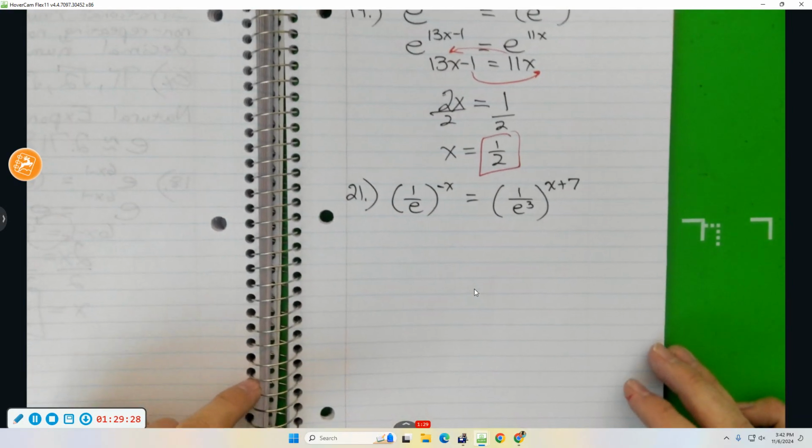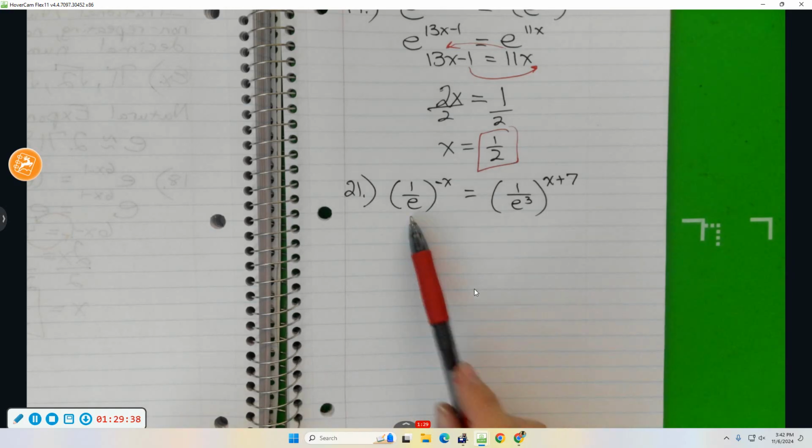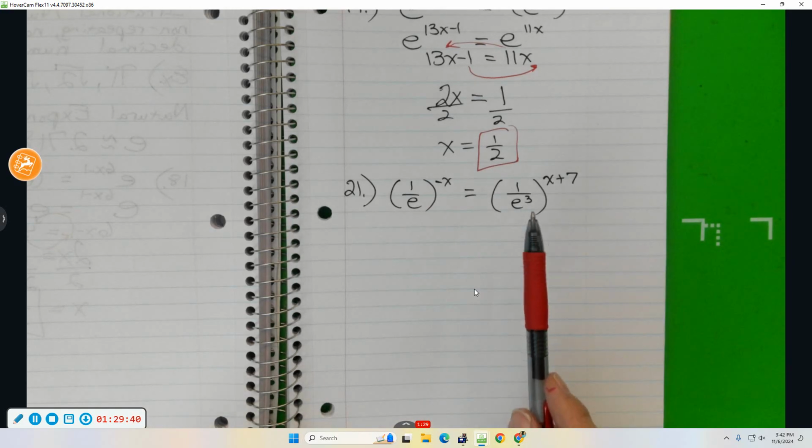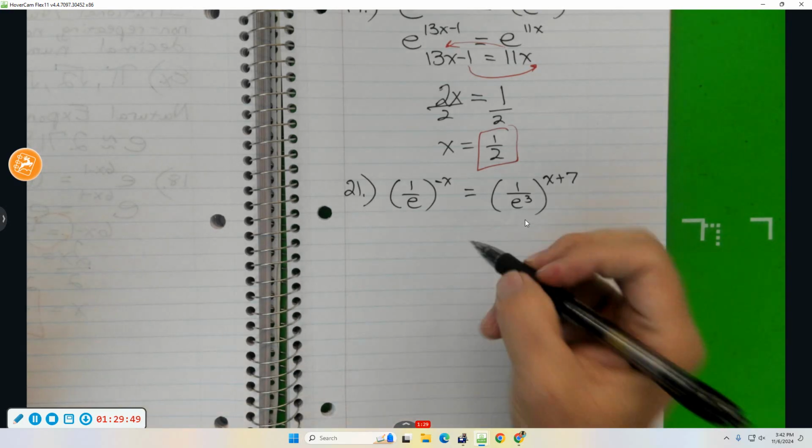Notice we have e's on both sides. I'll tell you right now, when using the same base method, I do not like a base that's a fraction. I don't like the 1 over e and the 1 over e cubed. We have a way of rewriting this 1 over e cubed just as e to the power. Let's do the right-hand side first.